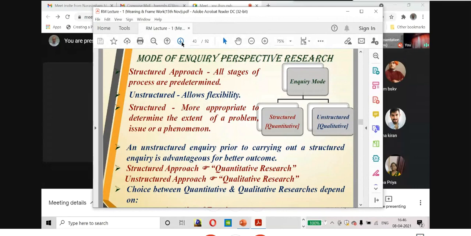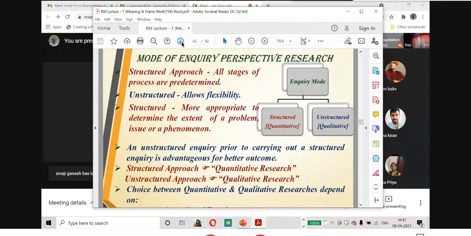The third type of research is based upon mode of inquiry. The mode of inquiry can be either structured or unstructured. Structured means the quantitative information. Unstructured means the qualitative information. You can easily understand the difference between qualitative and quantitative. In qualitative research, you will not have any numerical values to explain the relationship between two things.